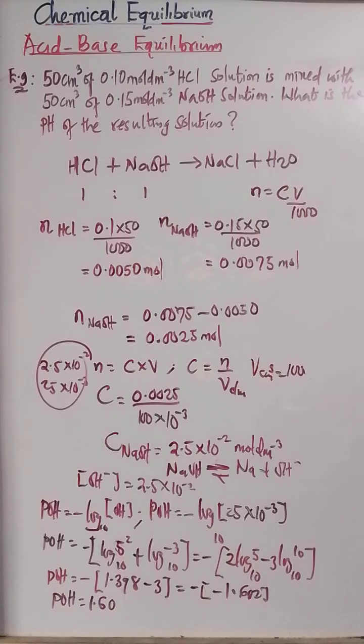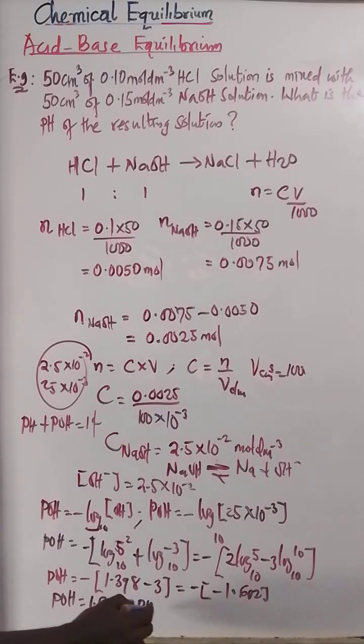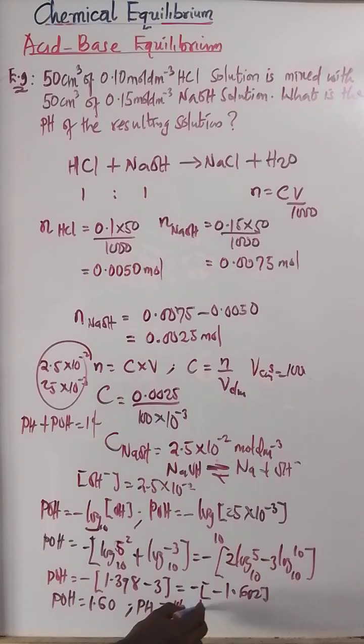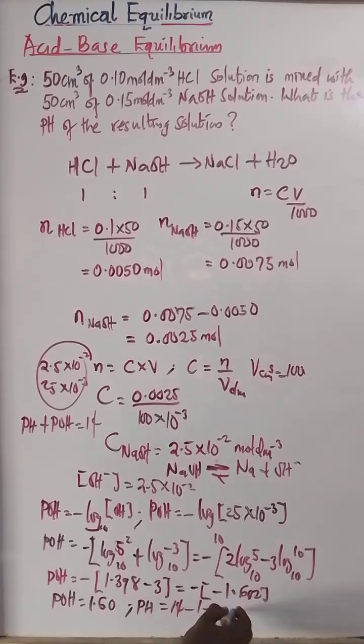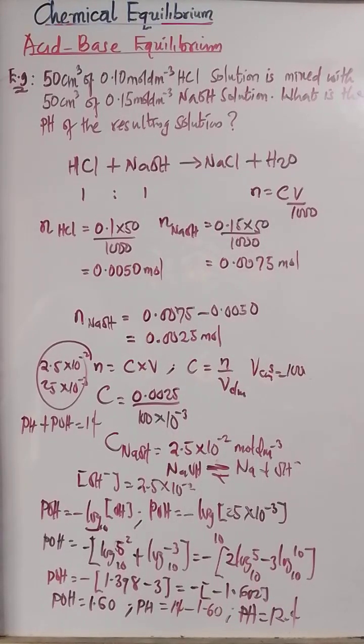1.60 to two decimal places. But what are we looking for? We are looking for the pH. And what's pH? Since pH plus pOH is 14, to get the pH, we remove the pOH from 14. That will be 14 minus 1.60. And that is what? 12.4. So the pH is what? 12.4. It has no unit. It's just a number. That is the final answer.